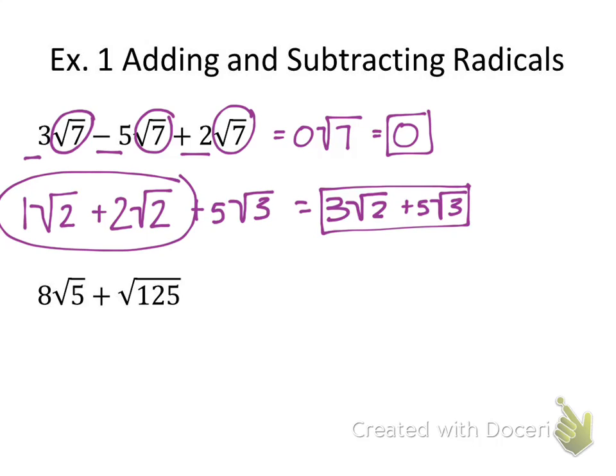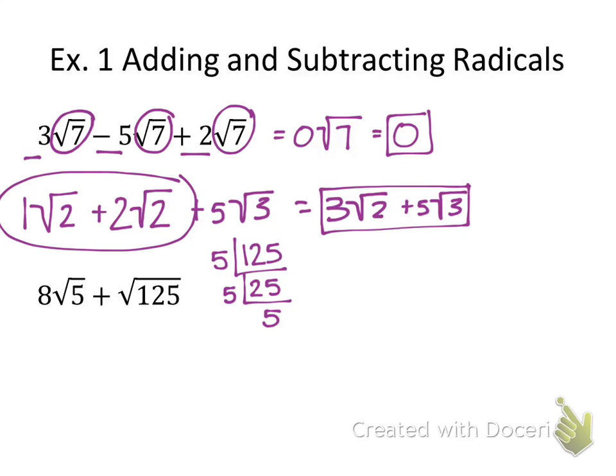Now, let's look at this next problem here. 8 times the square root of 5 plus the square root of 125. Are they like terms? No. So I know I can't add them together. But what can I do to the square root of 125? Simplify it. In order to simplify it, I have to do upside down division. Does everybody remember that? So I have to ask myself, what's the smallest prime number that goes into 125? 5. That leaves me with 25. What's the smallest prime number that goes into 25? 5. And I'm left with 5.